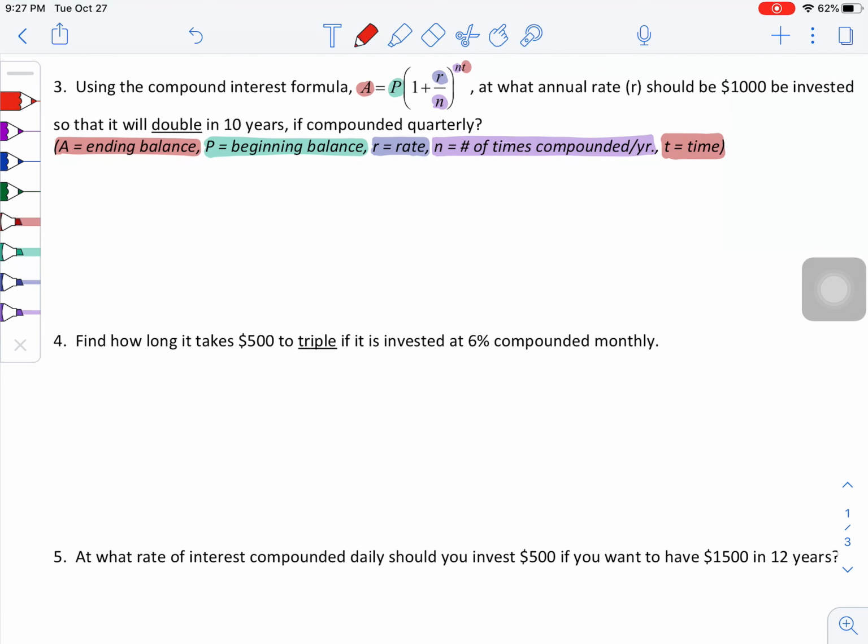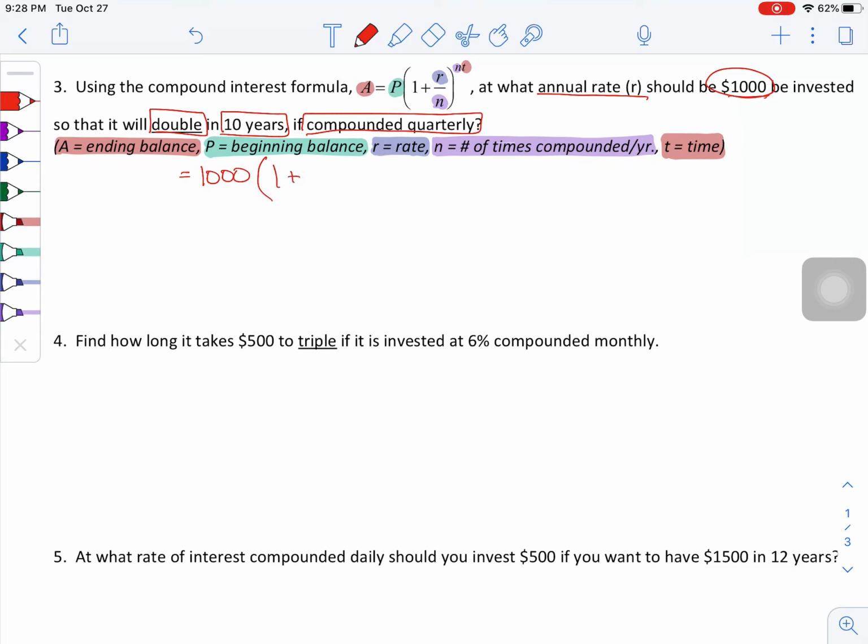All right, so problem number 3 says we're using this formula and we are looking for what annual rate should be, there's an extra word in there somewhere. We're going to do $1,000 invested so that it will double in 10 years if compounded quarterly. Okay, lots of information going on. So we're initially investing $1,000. Okay, so that 1,000 goes in place of P.